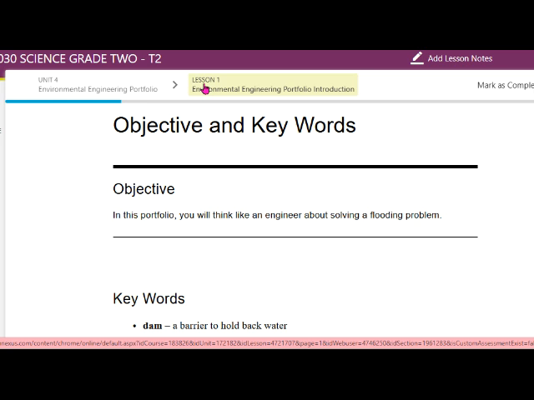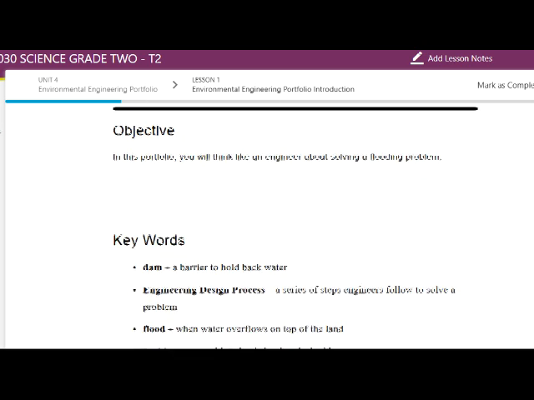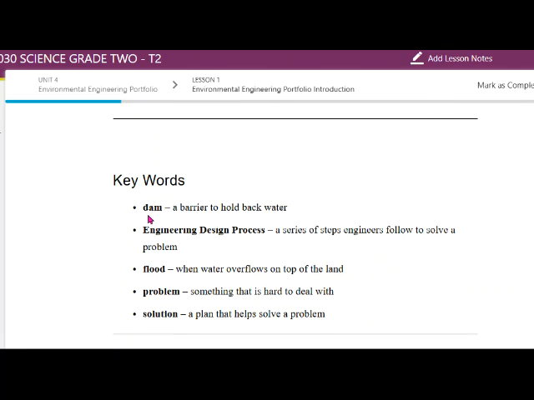Let's look at Lesson 1. Objective. This is what we want to do. In this portfolio, you will think like an engineer about solving a flooding problem. Here are some key words. Dam is a barrier to hold back water. The engineering design process is a series of steps engineers follow to solve a problem. Flood is when water overflows on top of land. Problem is something that is hard to deal with. And a solution is a plan that helps solve a problem.